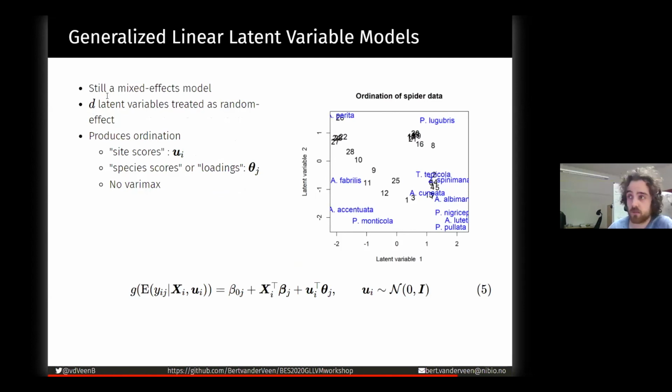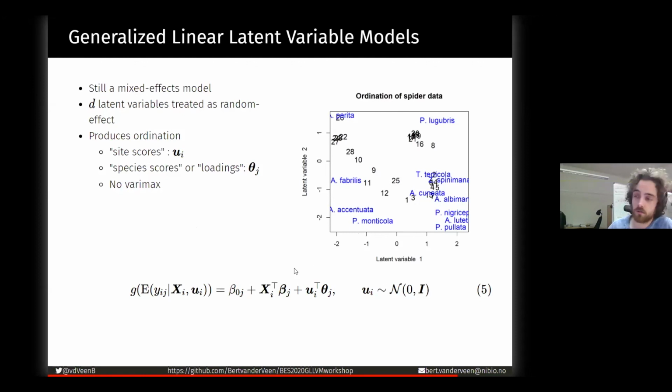So it's still a mixed effects model. We have the number of latent variables, which are treated as random effects, unlike in classical ordination, where they're treated as fixed effects. And this gives us an ordination, right? With site scores u and species scores or loadings theta, like in normal ordination. The main difference being that we don't have a rotation where the first latent variable is constrained to maximum variation. We're just going for best fit. And that produces plots like this, right? So this is, again, a biplot of species and sites.